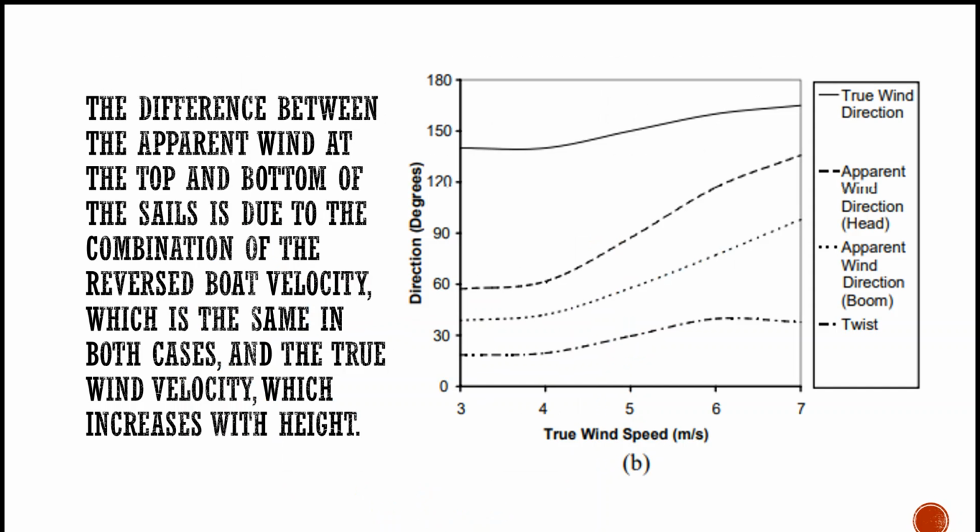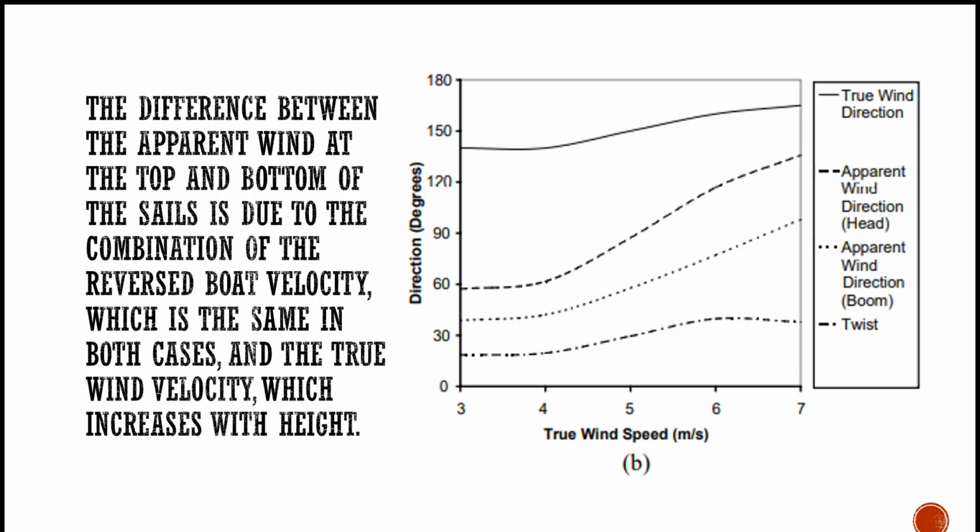So as shown in the following graph, the apparent wind angle is smaller at the boom height, which is the lower portion of the sails, than at the head. Also, it may be noted from the figure that it's only at higher true wind speeds that the apparent wind angle becomes greater than 90 degrees. So if the apparent wind angle is less than 90 degrees, then any drag force will retard the yacht and all the driving force must come from the lift.